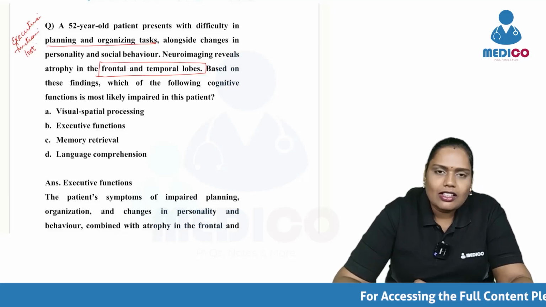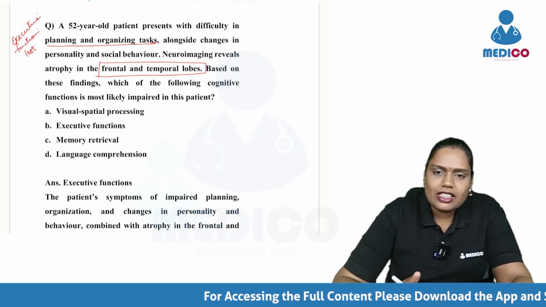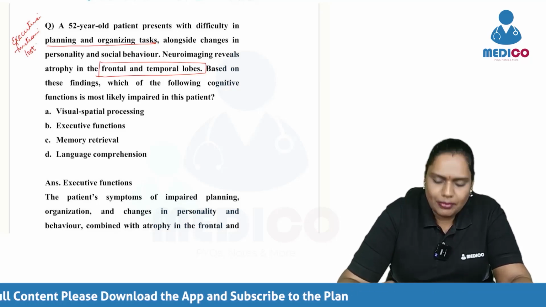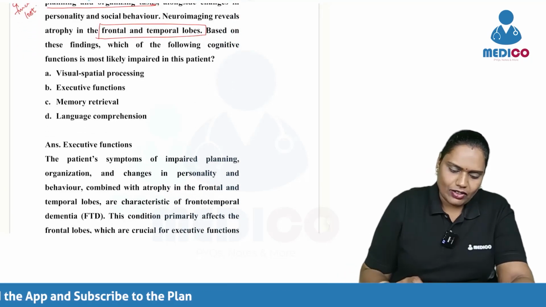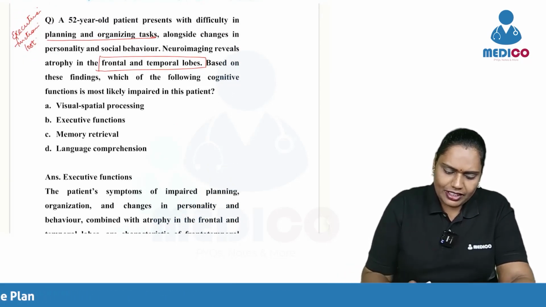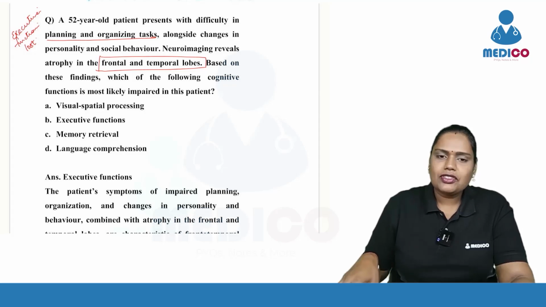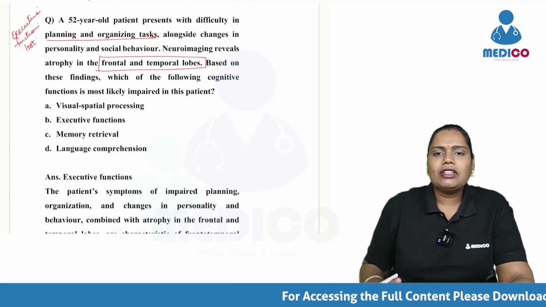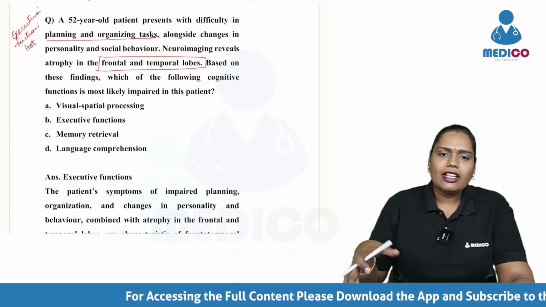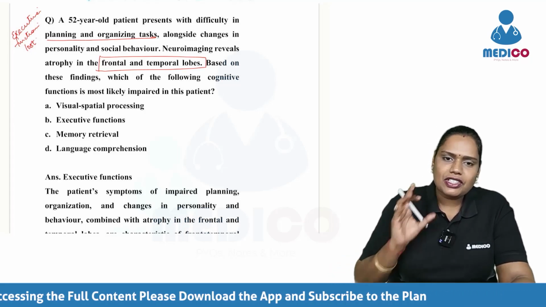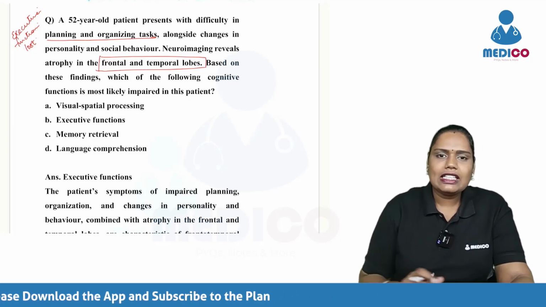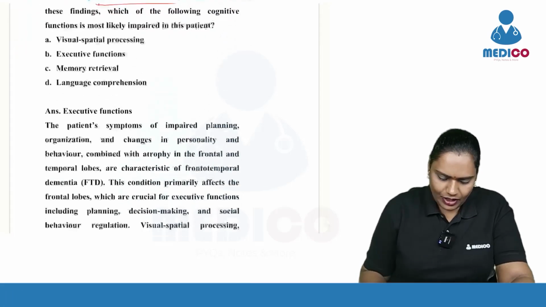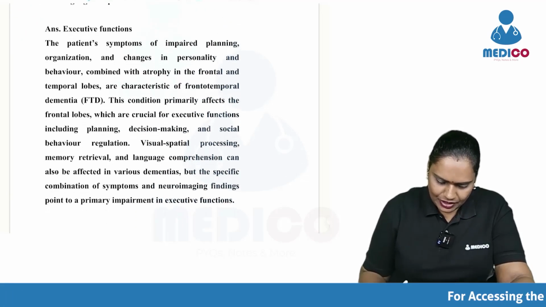We'll just see which area is responsible for all these functions, and if it is affected, what are the clinical signs and symptoms with which the patient is going to present. As I already told you, in this question they have told us neuroimaging studies have shown atrophy of the frontal and temporal lobes. So when there is atrophy of the frontal and temporal lobe, it will lead to frontotemporal dementia. In frontotemporal dementia, the executive function is lost. That is planning, organizing, even personality changes, all this will happen. Okay, so that is what we are seeing here in our patient.